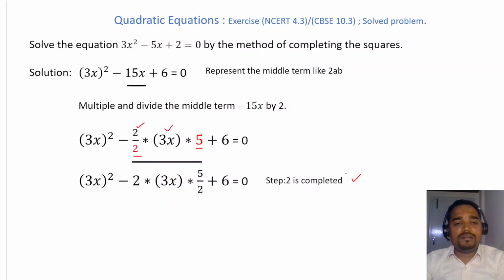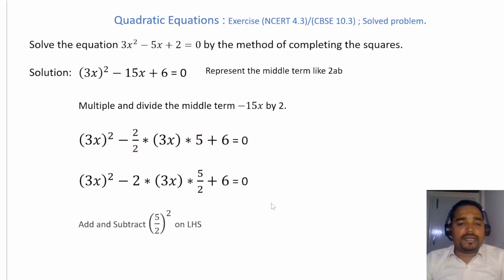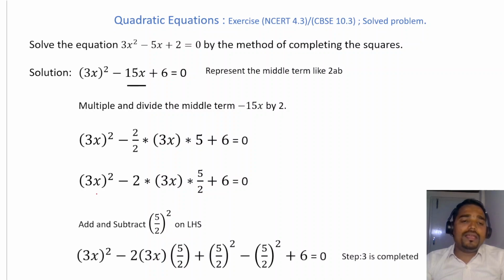Now as a part of the third step, we will have to add and subtract the b square term, that is 5 by 2 whole square, on the LHS. So if we add and subtract 5 by 2 whole square, all the other terms would remain as they are, that is 3x square minus 2 into 3x into 5 by 2 plus 6 would remain as it is, whereas we would be adding and subtracting 5 by 2 whole square, which means step number 3 is completed.